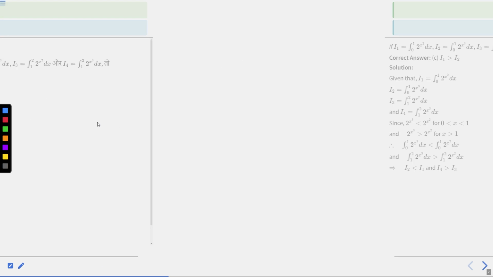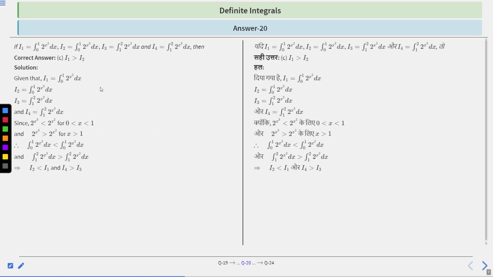Okay, let's move to the solution part. Given that I1 is equal to the integral of 0 to 1 of 2 to the power x square dx, and I2 is equal to the integral of 0 to 1 of 2 to the power x cube dx, and I3 is equal to the integral of 1 to 2 of 2 to the power x square dx.